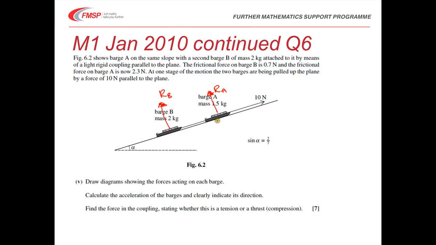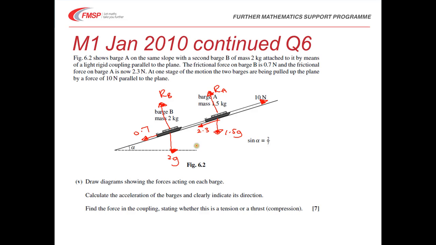So 2 normal reactions, 2 weights. Now it says that we have a force of 10 newtons acting up the plane. That one's already been drawn on for us. Frictional force on barge B is 0.7. And the frictional force on barge A is now 2.3. I'll draw that here.